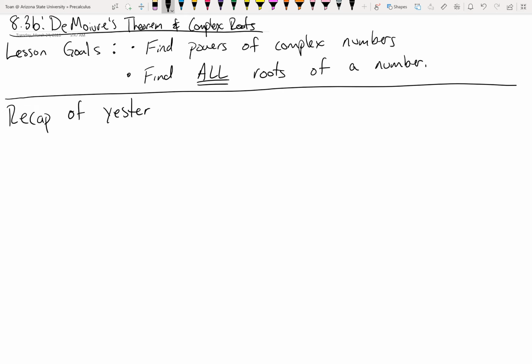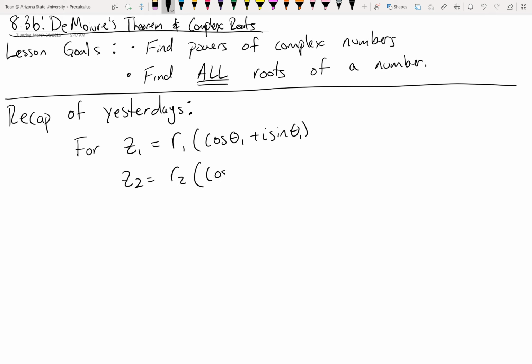Yesterday we talked about ways to multiply and divide. I didn't give these guys a name. Let's just call it the multiplication and division rules of complex numbers in polar form. So yesterday we saw that for any two complex numbers in polar form, let's say z sub 1, it has a modulus r sub 1 and an argument theta sub 1. Z sub 2, same format, but with subscripts 2. So here we have two complex numbers in polar form.